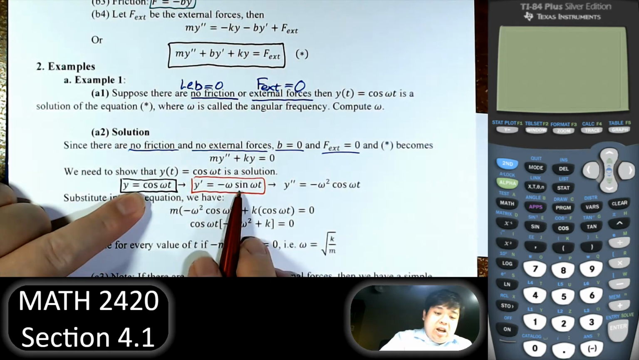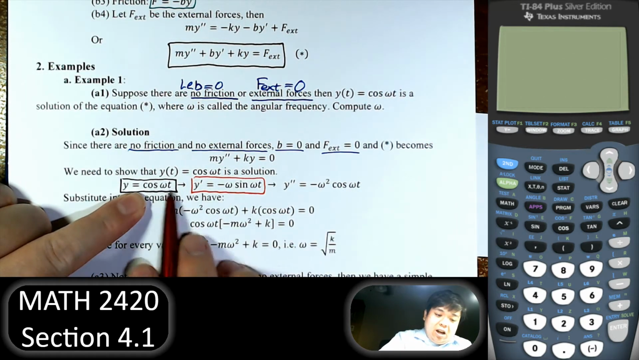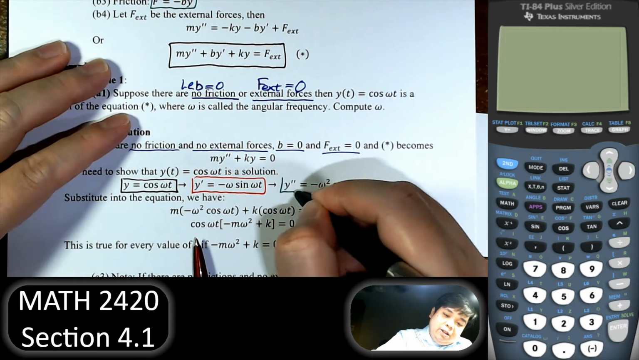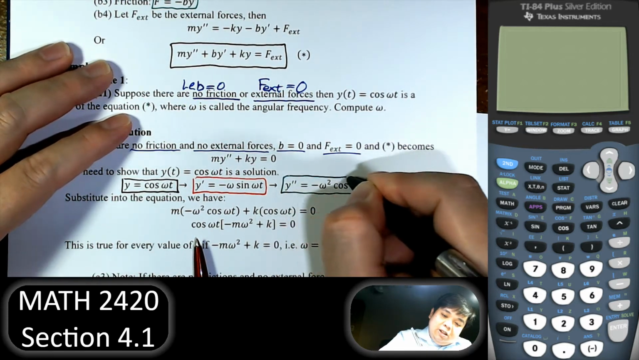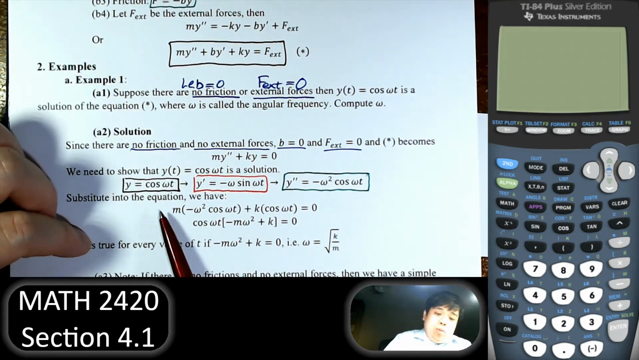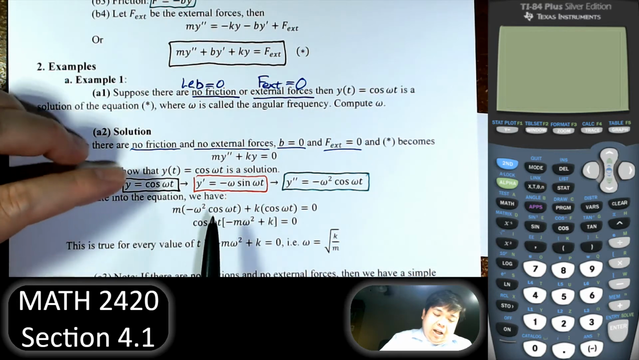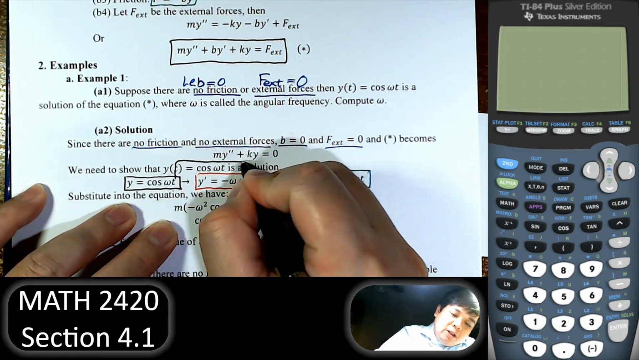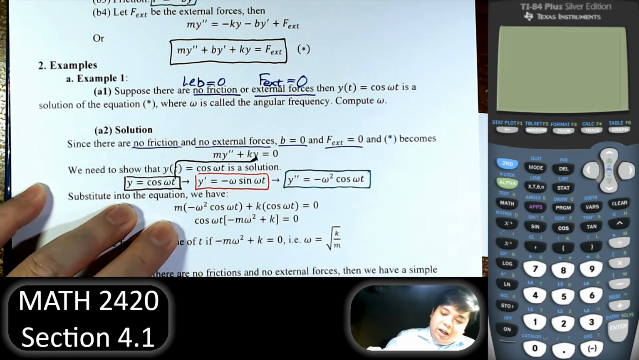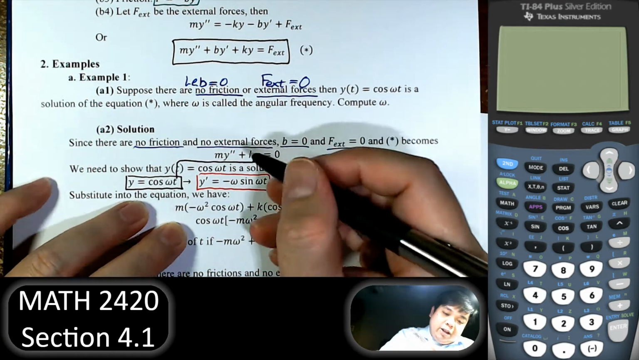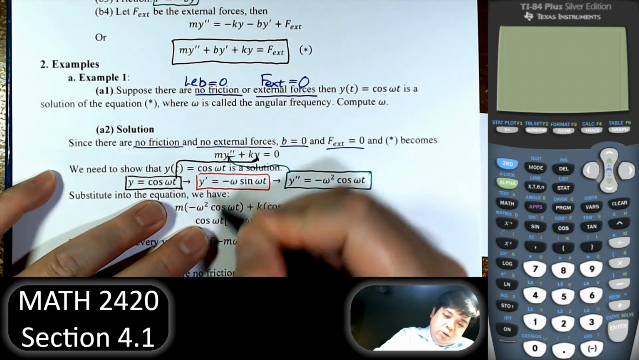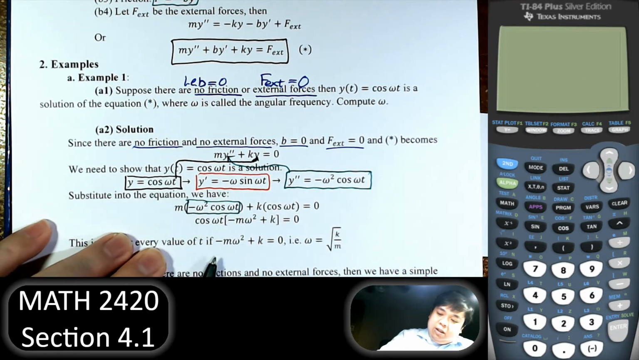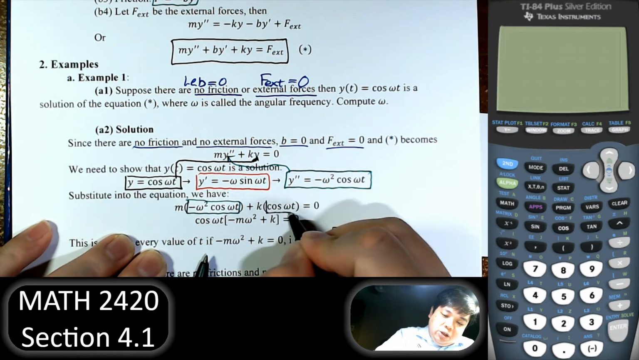Derivative of cosine is negative sine, and then derivative inside is omega. And then we take the second derivative. Now, put those together. The function goes to y, and the second derivative goes to the second derivative, and so we have this second derivative, and then this the original function.